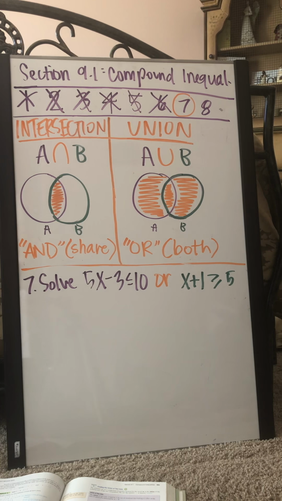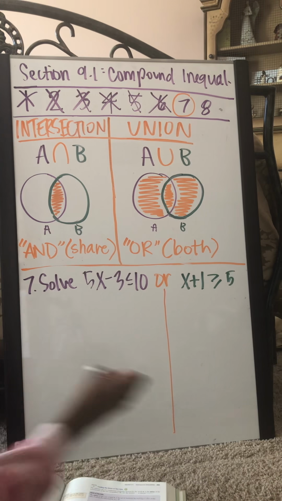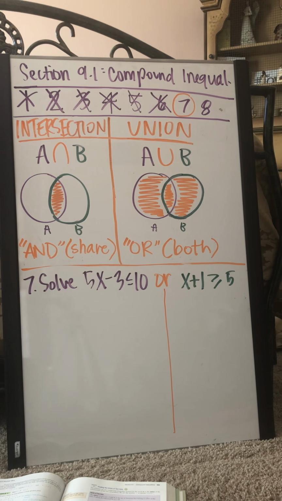Okay, so we've got two left, 7 and 8. For example 7, we are asked to solve this inequality. Remember, or is the same thing as a union. First, we need to solve for both of these, and then we can look at it on a number line and go from there, okay?